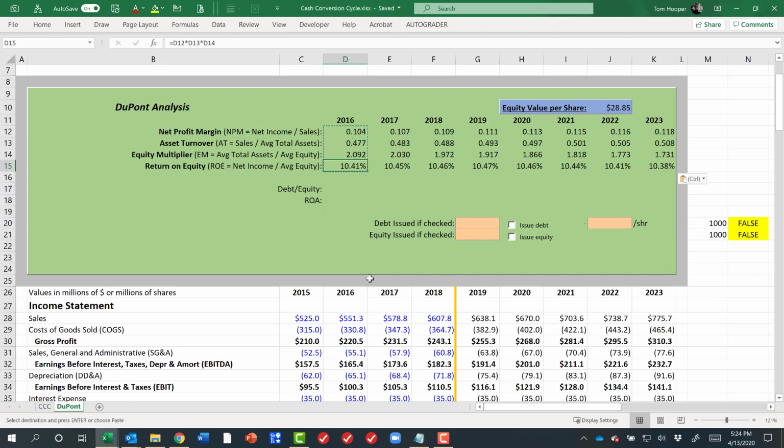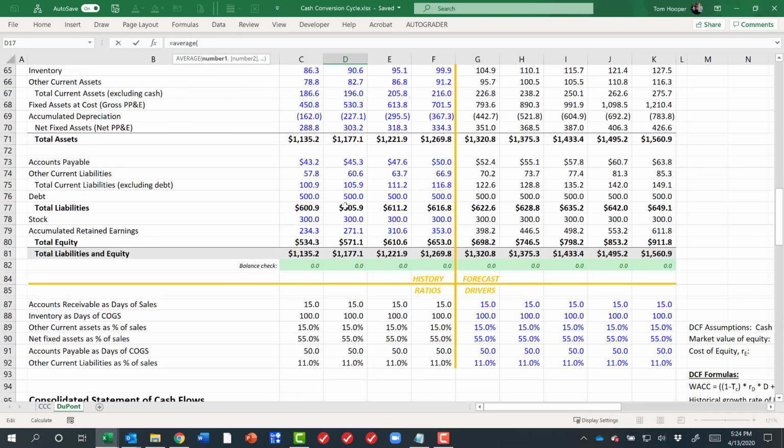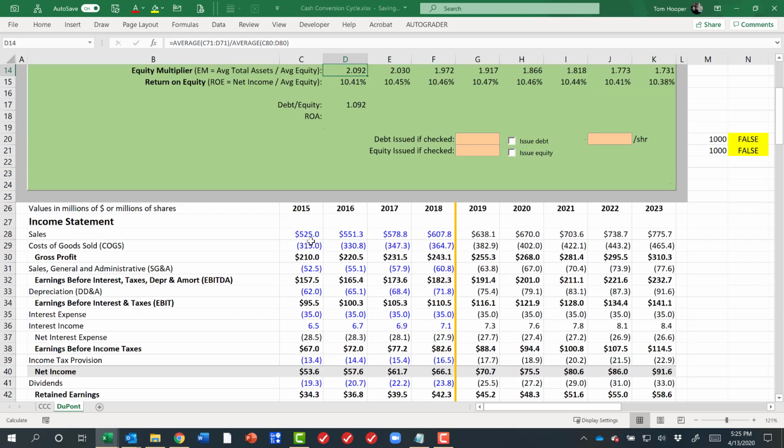So let's play around with that a little bit. First, let's look at a debt to equity ratio. And we'll use total liabilities for debt, and see that that ratio is just a little over 1, which means we're using a little bit more debt than we are equity right now.